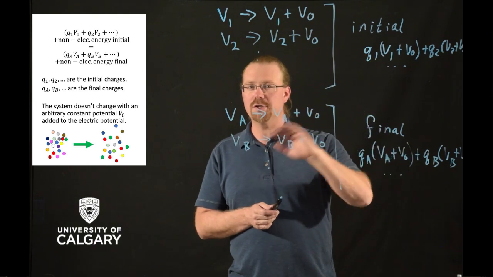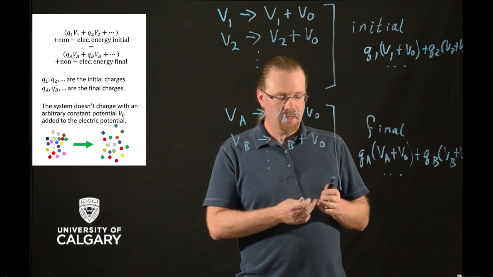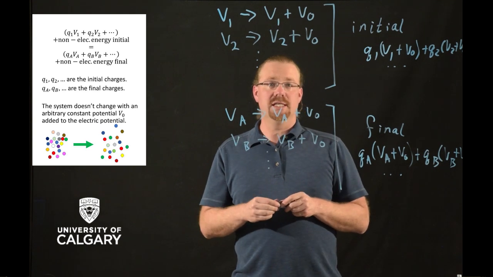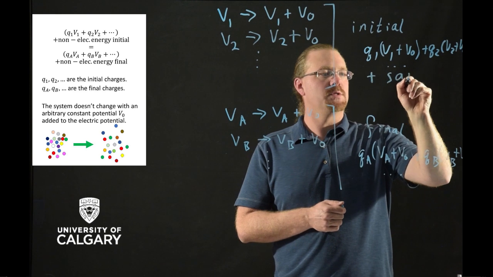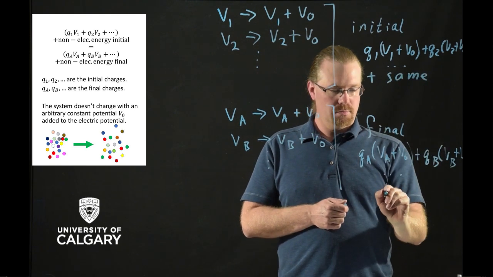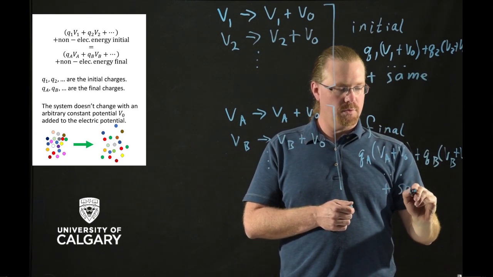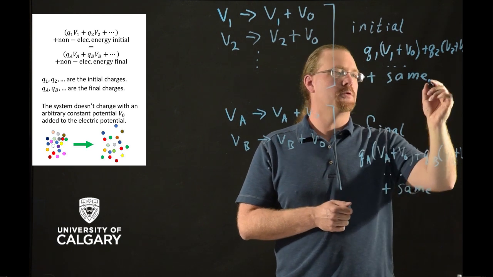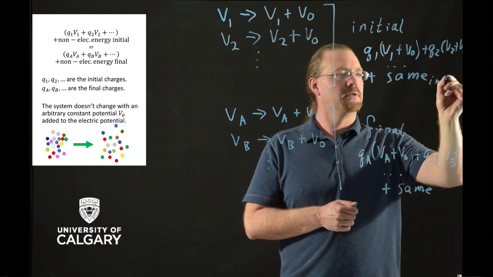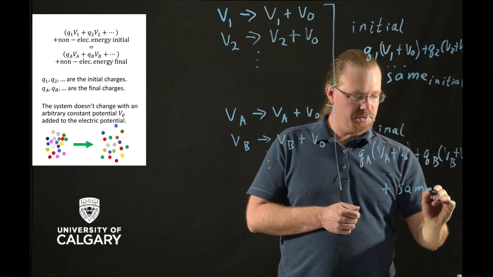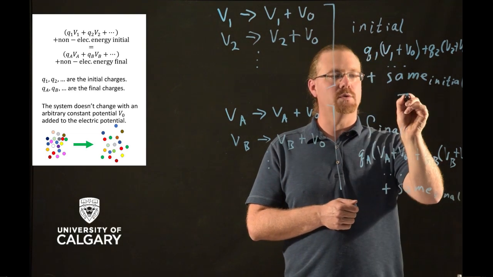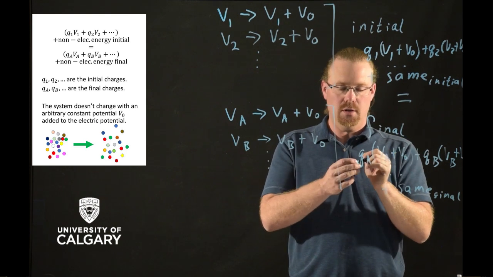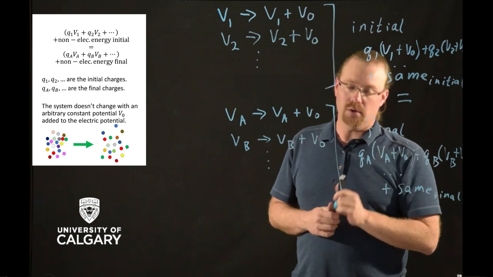Keeping in mind, all we're changing is the electric potential. Every other type of energy is going to be the same. So plus the same as what we had before, plus the same as what we had before. Of course, this is our same initial, and this is our same final. But these are going to wind up being equal to each other, just like they were before.